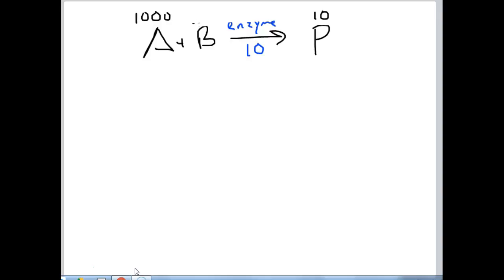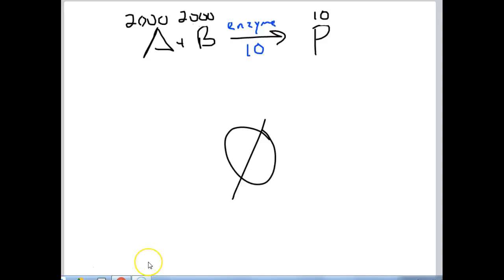Decrease the amount of B, no change, because the enzyme is limiting. Decrease the amount of A, no change, the enzyme is limiting. Increase the amounts of both. It doesn't help you, because the enzyme is limiting. And so because it is the enzyme that's limiting this reaction, and the concentration of all of the reactants play no role, this is a zero-order reaction.